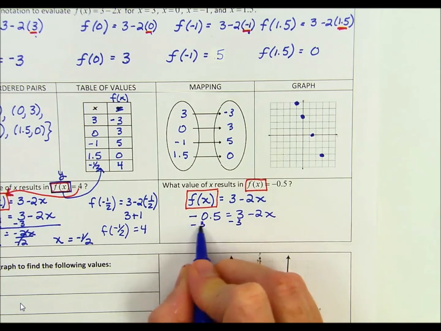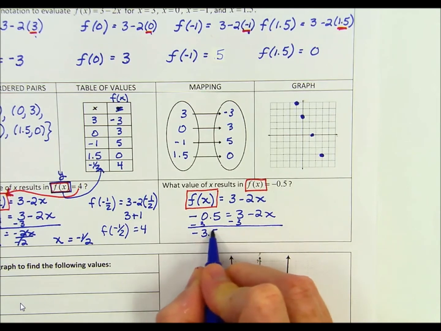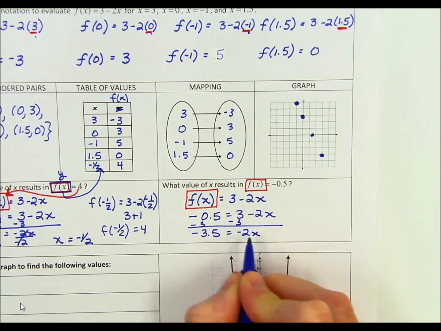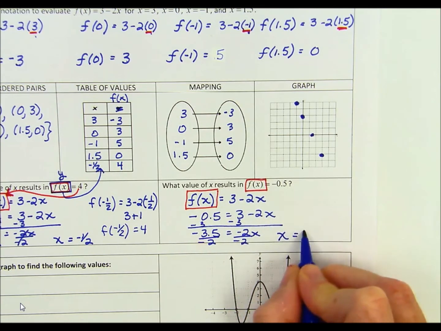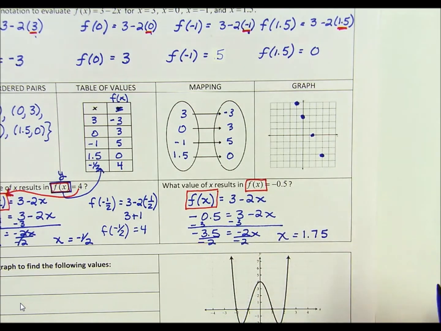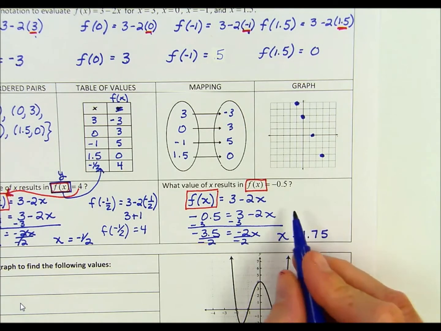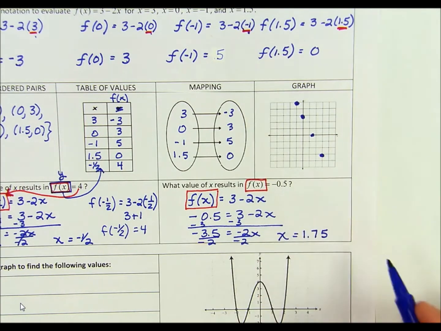I'm going to subtract 3. I'm going to get negative 3.5 equals negative 2x. I'm going to divide by negative 2, and x is going to be 1.75. So 1.75 gives you the value of negative 0.5.